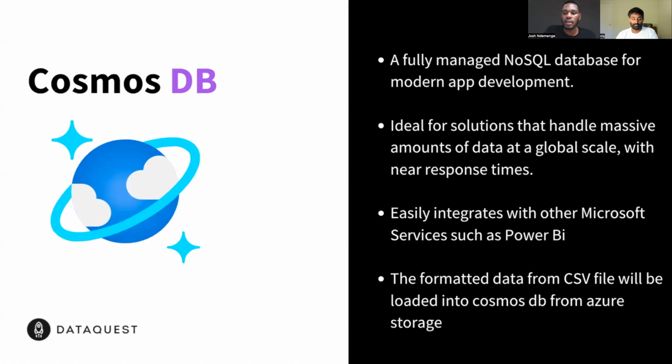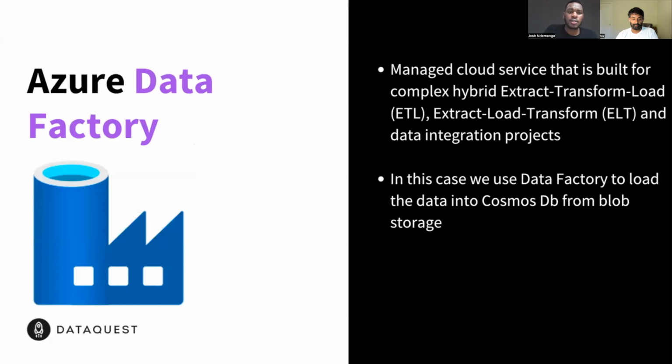So any solution you're thinking of building for your organization that needs to scale globally and needs to have a near real-time response, then Cosmos DB is ideal. And also, it easily integrates with other services such as Power BI, as you're going to see in today's workshop. So for purposes of today's workshop, the data that we're going to store on Azure Storage, which is in a CSV file, we're going to load that data from Azure Storage into Cosmos DB before we can visualize it. The other service that we're going to have a look at today is Azure Data Factory.